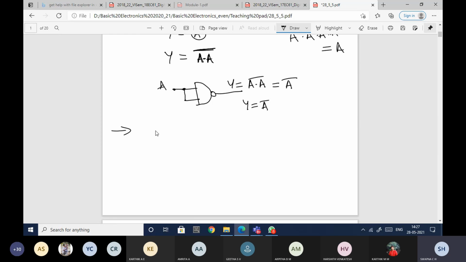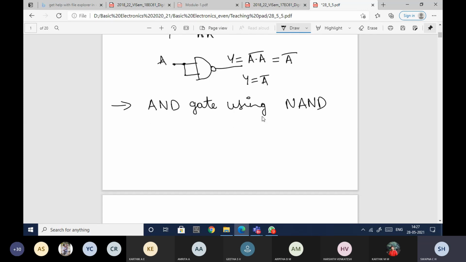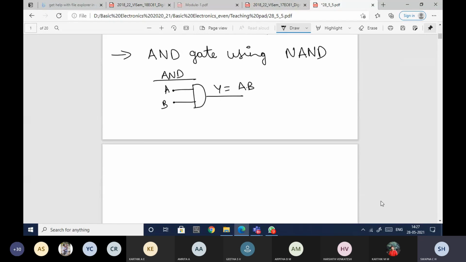Now again, we'll go with the next gate. Maybe when we do this, it will be clear for you. AND gate: implementation of AND gate using NAND. So what is the AND gate? The minimum inputs are 2. A, B are my inputs, so output Y will be equal to A dot B. So Y is equal to AB.